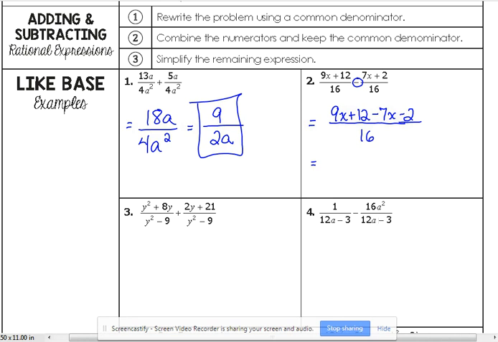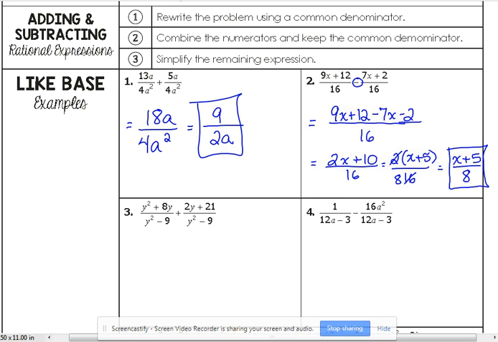Now I'm going to combine like terms. 9x minus 7x is 2x. 12 minus 2 is 10. Can I simplify? Because I can factor a 2 out of the numerator, and then I can simplify 2 over 16 and just be left with an 8 in the denominator. Okay, that's why we're able to simplify that one.